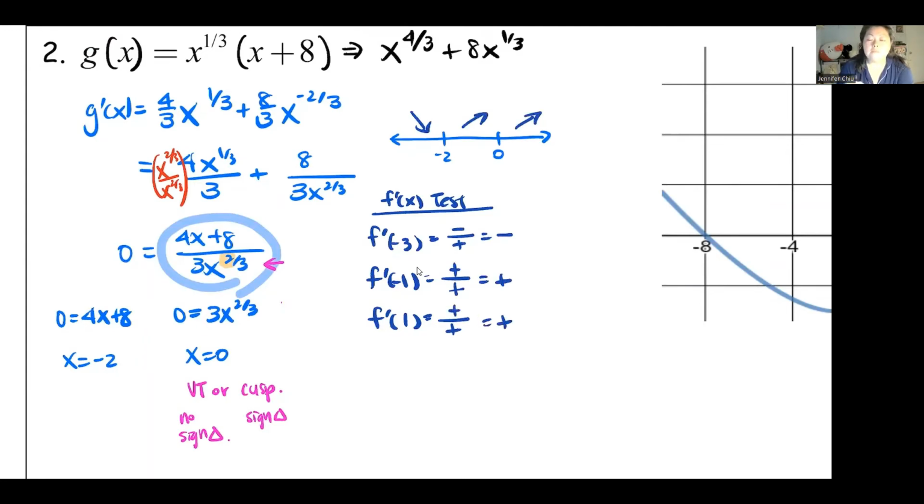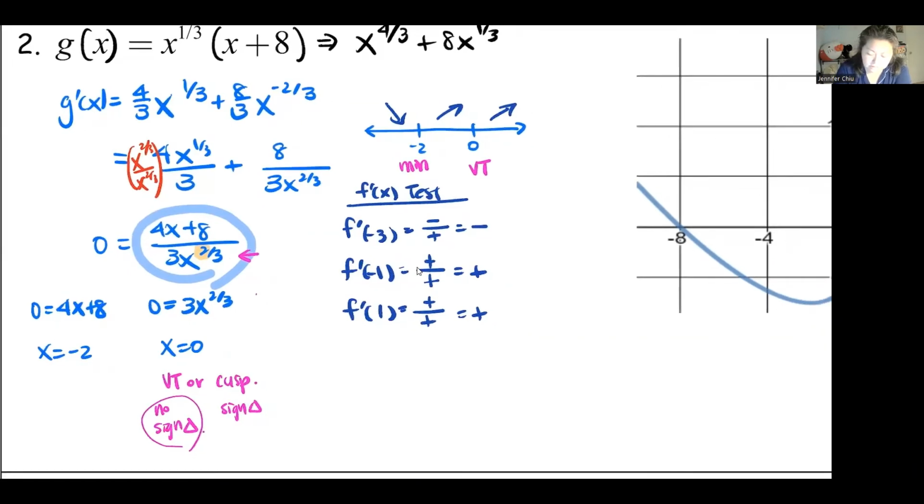So notice now my signs are not alternating, so that's why I warned you from the previous problem. And this one shows me something. It shows me that this is a minimum because it went from decreasing to increasing. And then this value, the 0, remember we said it was either a vertical tangent or a cusp. And since there's no sign change here, this is a vertical tangent. Okay, so again, the number line actually tells us a lot of information, more than what you would think it would do for us.